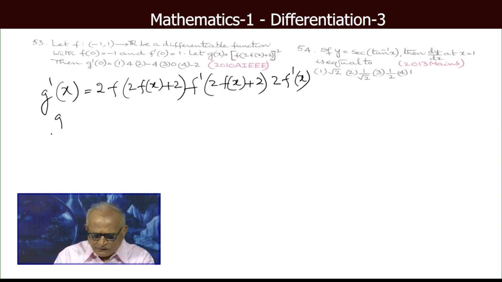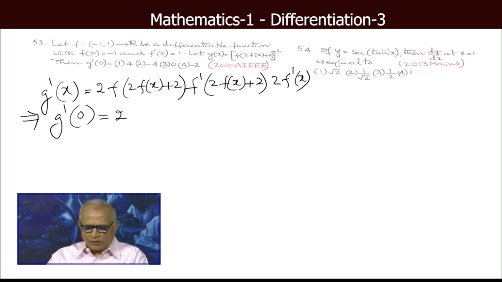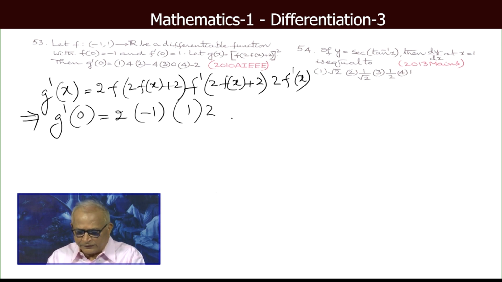So, g'(0), this is true for all x in the open interval (-1, 1). Then 2 times f(0) is -1, so -2 plus 2 is 0, f(0) is once again -1, and f'(0) is 1, into 2 times f'(0), where f'(0) is 1. So, therefore, this is equal to -4. Follow? That is of course the second option.